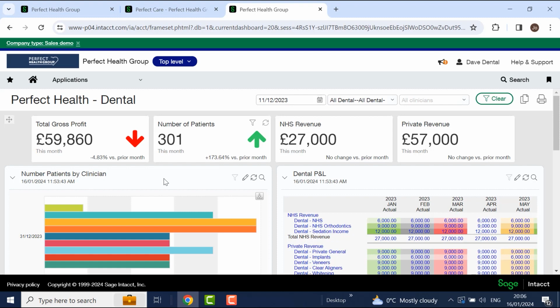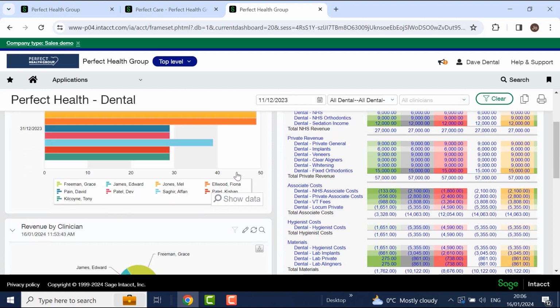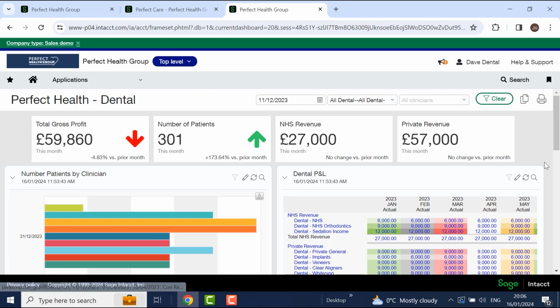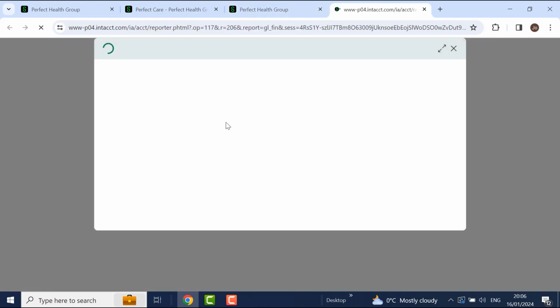We have statistical data, so we can bring in the number of patients that have been treated and attach them to either the dentist or clinician. So you can see that we've got a number of dentists here. We've got Fiona Elwood and Krishan Patel, and they have treated the most patients this month. I can also see a traditional P&L as I could with the care homes, but obviously this has a focus within dental.